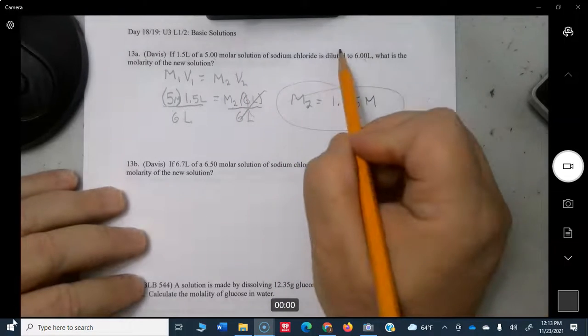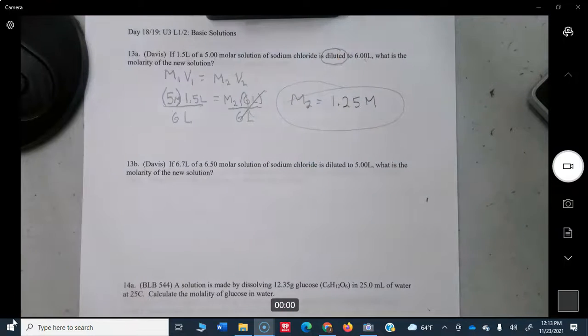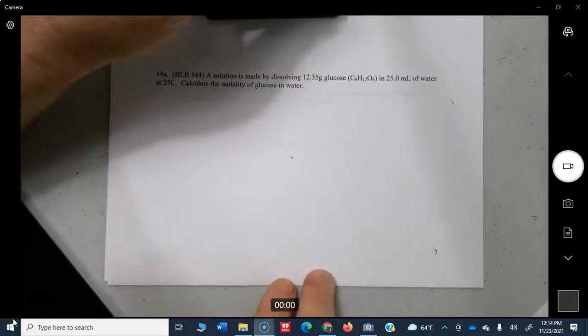So again, the key word to look for in those problems is the word diluted or dilution, and that will tell you that it's one of these M1V1 equals M2V2 type problems. Very simple to solve if you know what you're looking for. Okay, you go ahead and do 13B. I'm going to move on to 14.